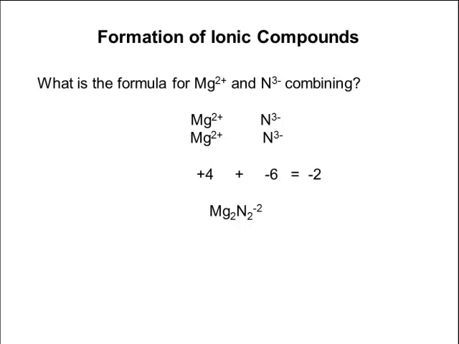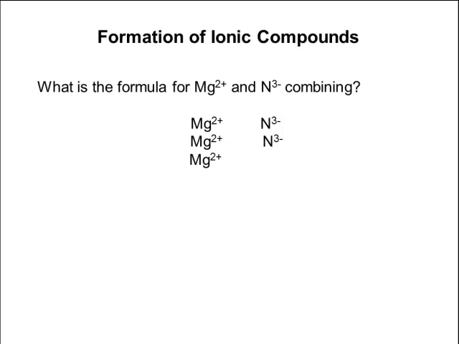Add another cation. So if I add that third cation, now from the magnesiums, I have a +6 charge. From the nitrides, I have a -6 charge. +6 plus a -6 gives me an overall charge of 0. So my formula between Mg2+ and N3- is going to be Mg3N2.